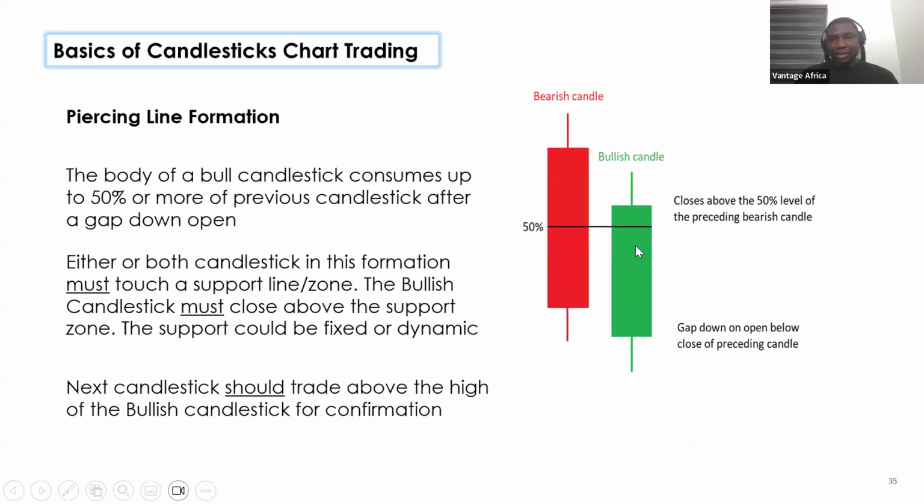So this is what we call a piercing line. What I said before: you can see a red candlestick followed by a bullish candlestick that crosses above 50% of the previous candlestick. That's what we call a piercing line, right? Once you see that, you know that this is a bullish signal.